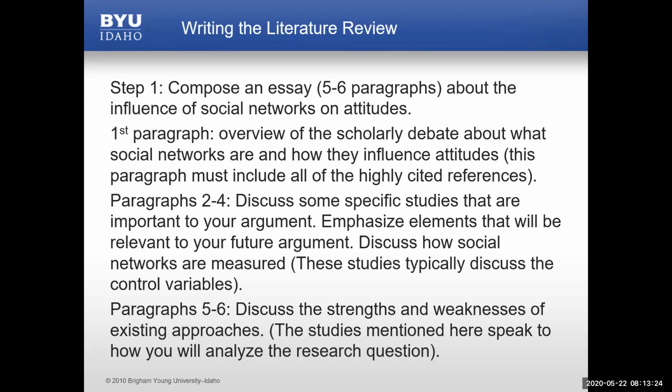Then you're going to move into some specific studies that are relevant to your argument. And you're going to emphasize stuff that might be relevant to the specific part of social networks that you think is going to be important. So what if you think that the important element of social networks is that when everybody around you says one thing, that's going to influence your attitude somehow, right? That makes sense, that might be something. So it's maybe like agreement in social networks or something like that, right?